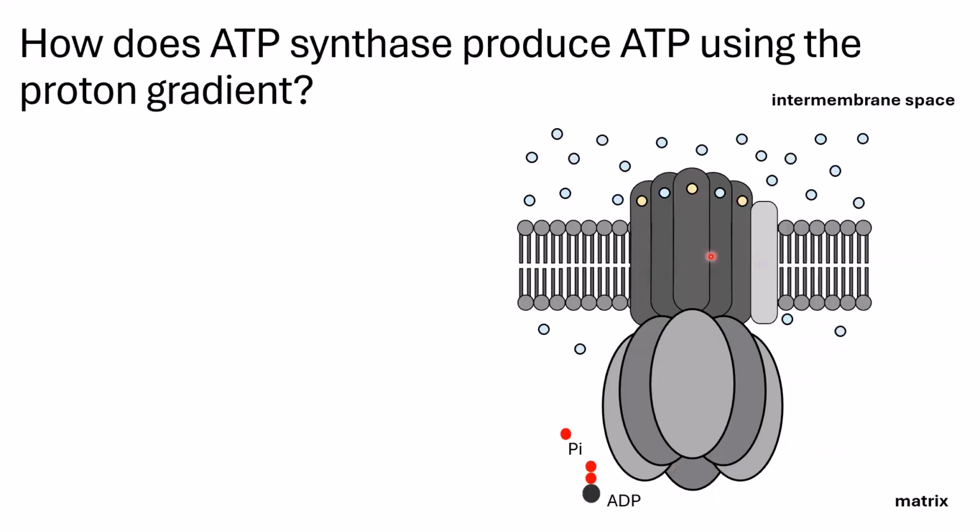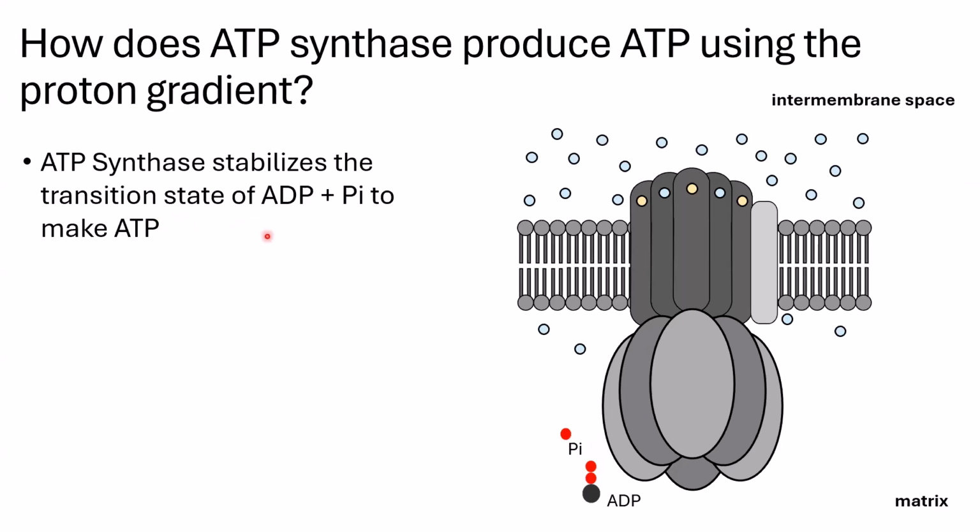How exactly does ATP synthase make ATP with the proton gradient? This is a diagram representing ATP synthase, with the intermembrane space having more protons than the matrix. The black circle represents the nucleotide adenosine, and the red dots represent the phosphate groups, with ADP having 2 phosphate groups attached. ATP synthase essentially facilitates the process of combining ADP and the phosphate group into ATP.